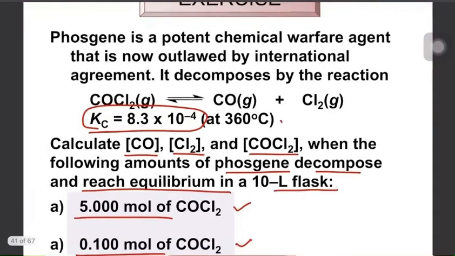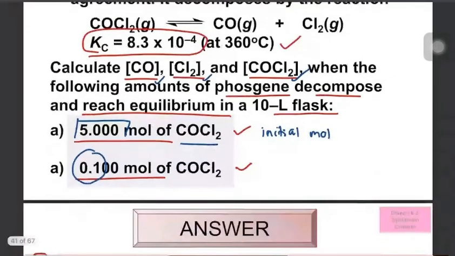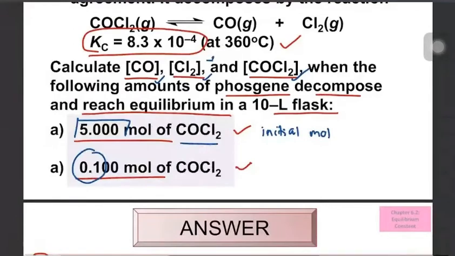So in this question, they have given you Kc. Now, what you are required to do is calculate the value of concentration of COCl2 when the following amount of phosgene decomposes and reaches equilibrium. So that means they have given you two sets of parts. If the initial mole is 5.0 and the initial mole is 0.1. So you have to do it twice, A and B. So let's just run through, and what they want you to find is actually the equilibrium.